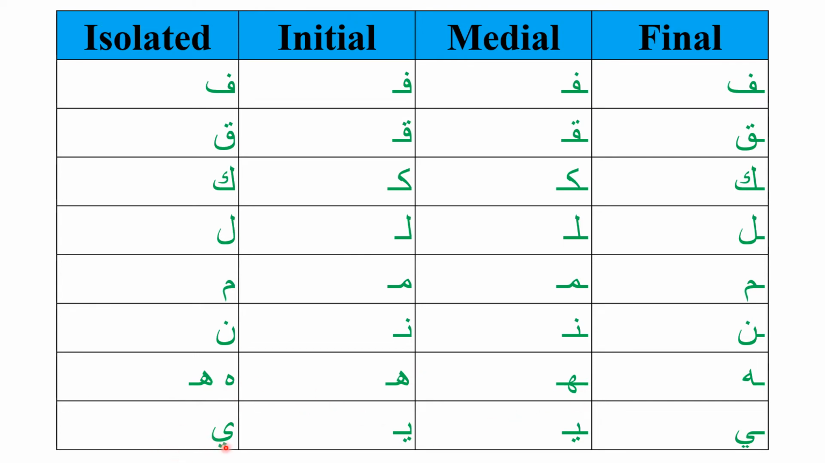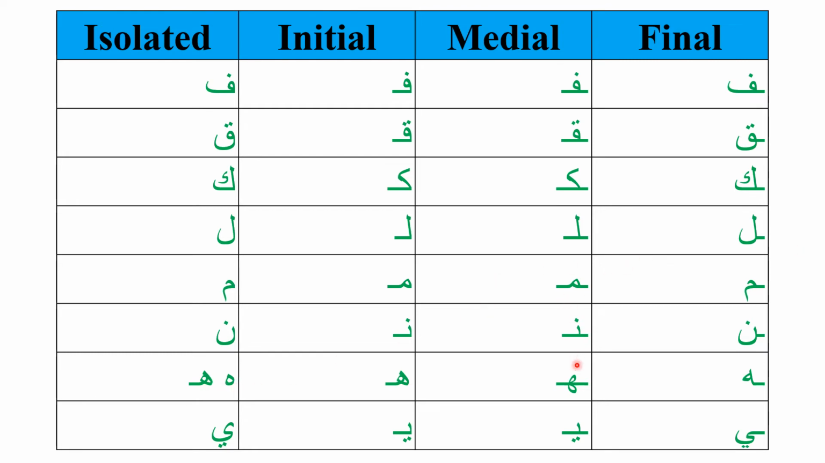And same thing with the ya here. Ya at the end, it looks like this. It's the same. But if it's in the middle, it looks like that. And when it's the beginning, it looks like that. So these are just to focus on the ha at the end and the ya at the end and in the middle, how it looks different, and which ha you use is very important.